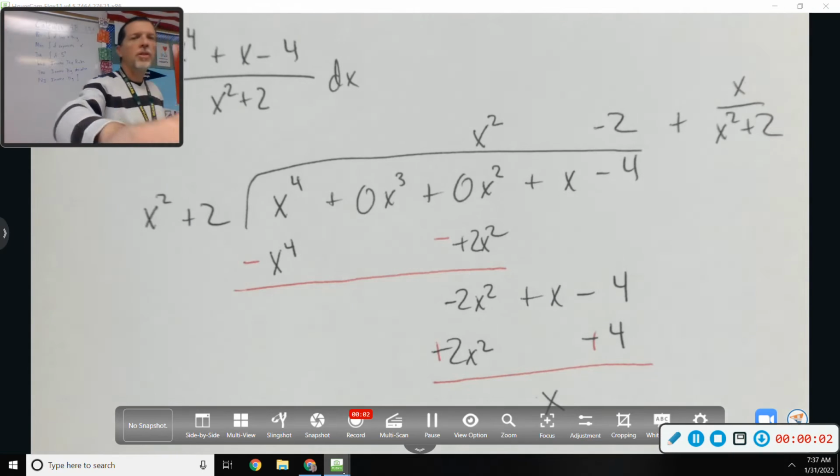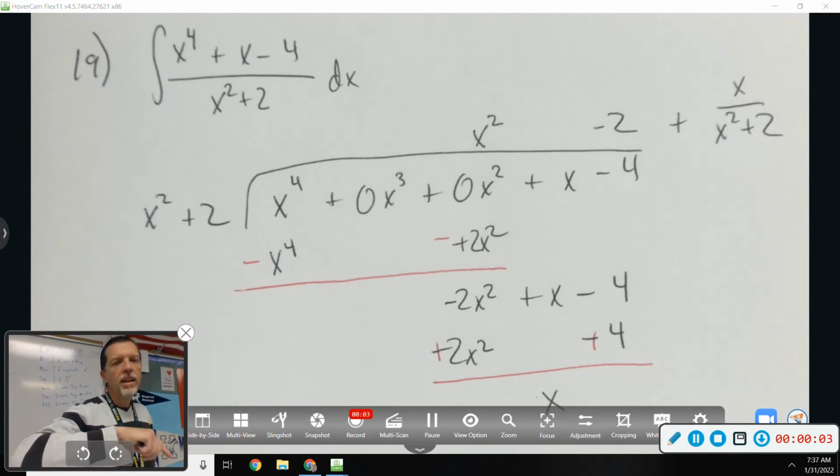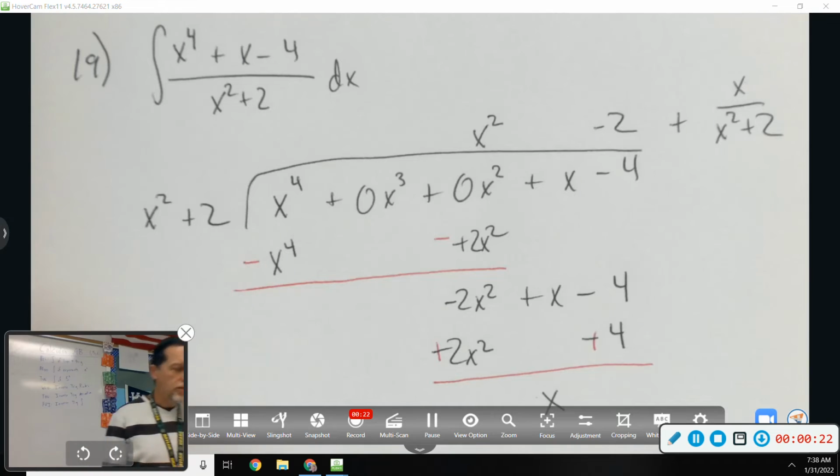So page 334, number 19. If the top degree is bigger than the bottom degree, you have to divide. Again, there's no secret shortcut, use substitution. There's no other way. You have to divide. Sometimes you can synthetic divide. You can always long divide. But if the top's bigger than the bottom, you've got to divide.